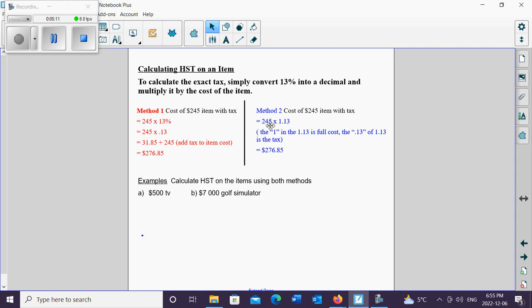You can take $245 and multiply it by 1.13, not just 0.13, but 1.13. And if you read this and remember the 1, this first one right here, that stands for the cost of the item. 1 times 245 is 245. And the decimal 13 part of it is the tax. So what you're doing is multiplying by the full price and the tax in one step. And if you multiply it here, you come straight to the same answer of $276.85. And that's where many of you were.